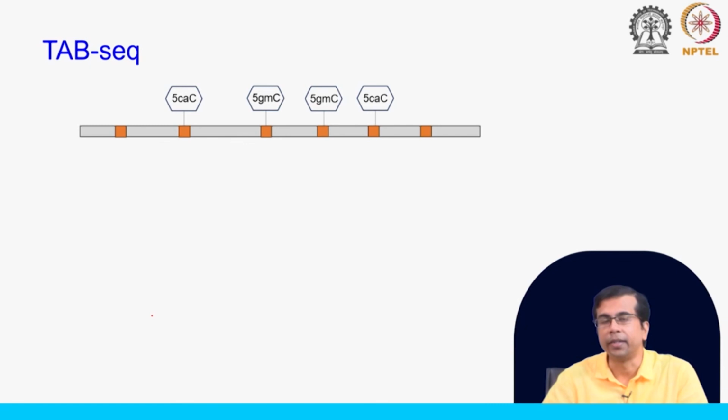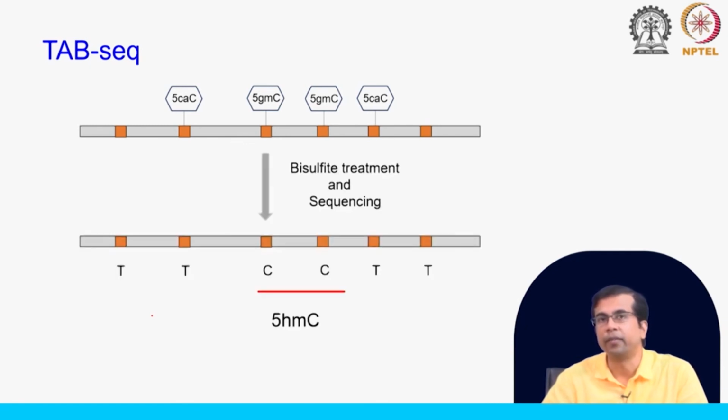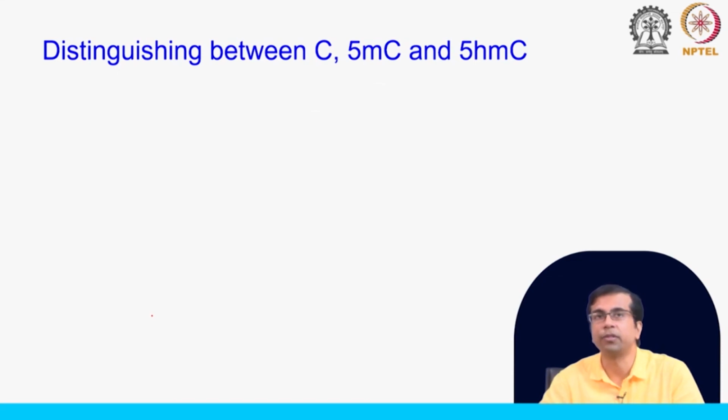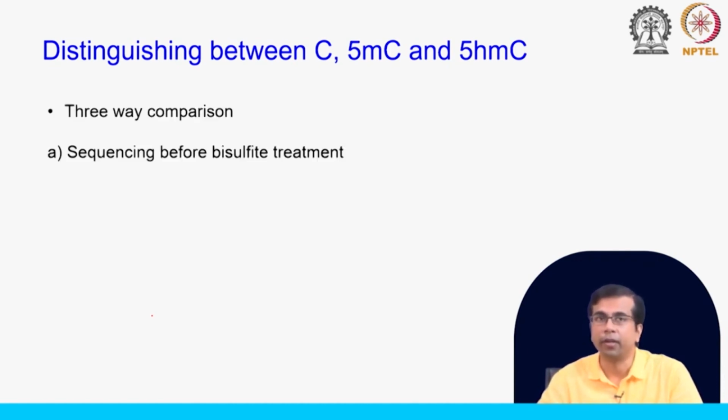Once you have this 5-CaC, you can apply bisulfite treatment, and they will be converted to uracil and sequenced as Ts. So what happens at the end is that these 5-HMC bases are sequenced as Cs, and the rest of them are sequenced as Ts. Now, with this data, you want to have this 3-way comparison. Why do you need to do this 3-way comparison? Because you want to distinguish between unmethylated cytosine, 5-MC and 5-HMC.